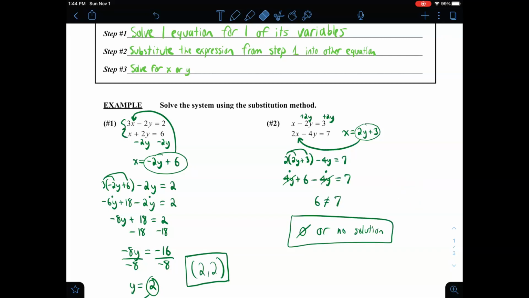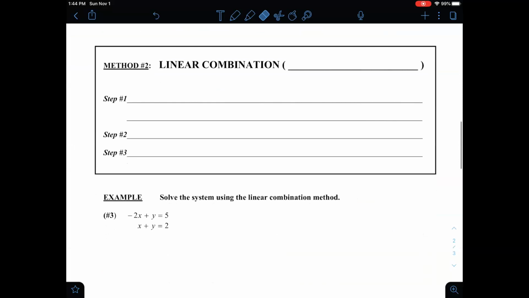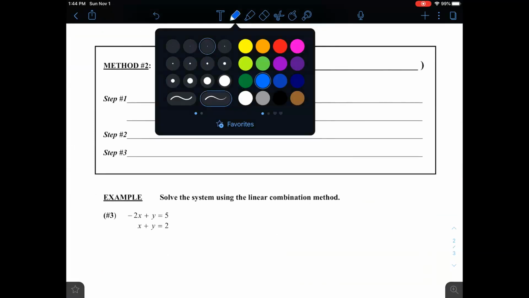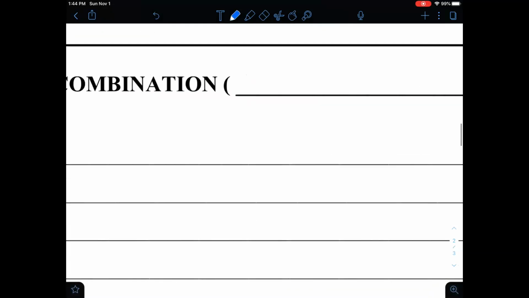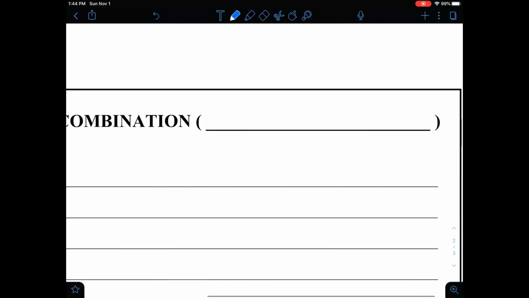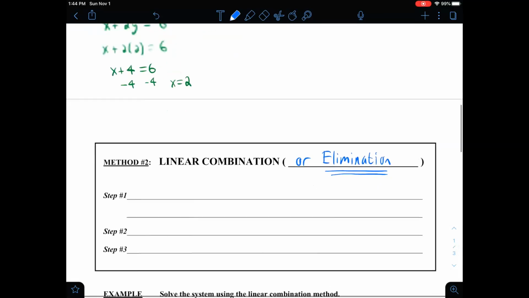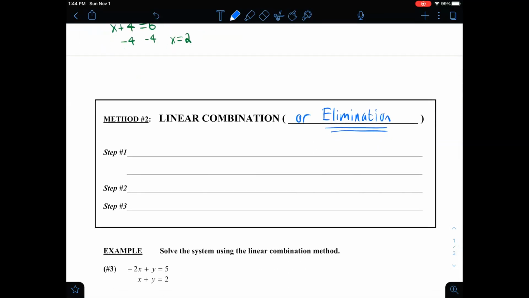Good job so far. Now let's talk about linear combination. I had not even heard the word linear combination before I came to Logan with the books that we use here. Most other places call it elimination. Most people call it elimination, but linear combination is fine too. Okay, all right, method 2.